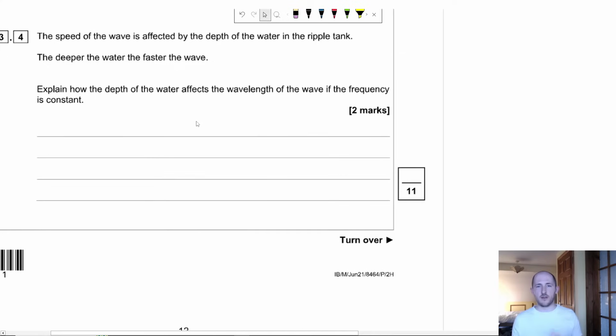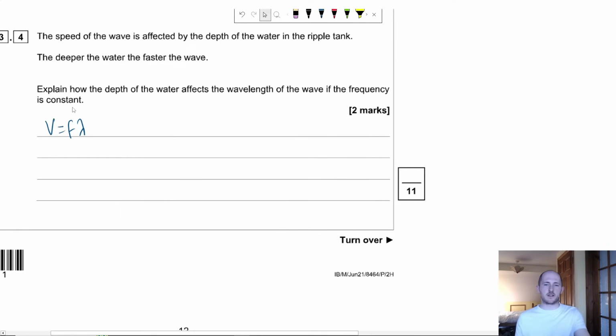I'm just going to show you a really interesting trick. Now, physics is all about maths and interpreting it. So it's all about equations. So they're telling me the speed of the wave is faster in deeper water. Okay? Now, what equation did we just use? We used V equals F lambda.